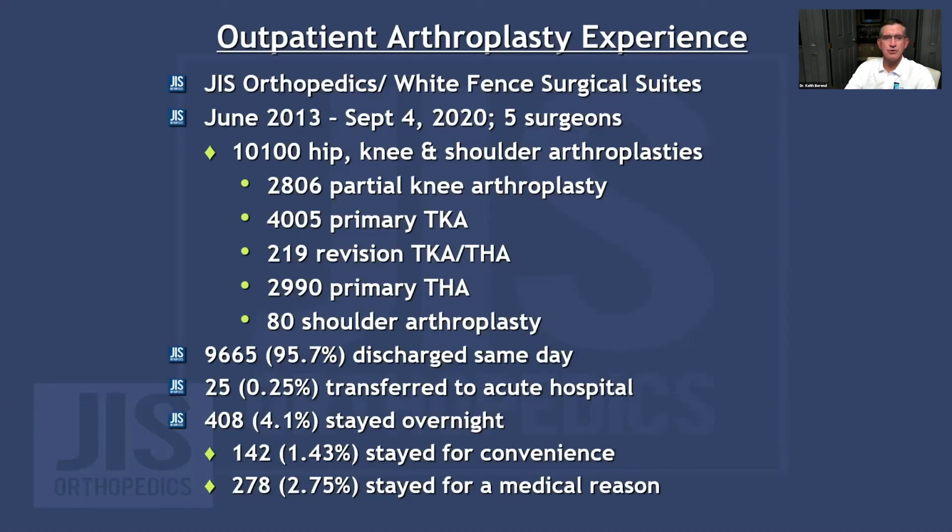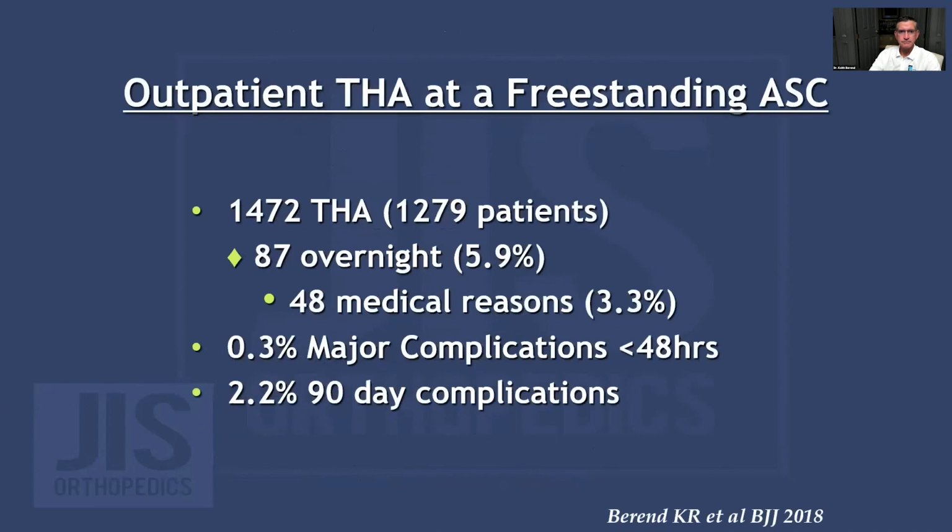What I would like to do is present to you a little bit of the data that we've published thus far, looking at this 10,000 patient or 10,000 case cohort. The first is a study that we published in BJJ in 2018, just looking at total hip replacement as an outpatient at a freestanding ambulatory surgery center.